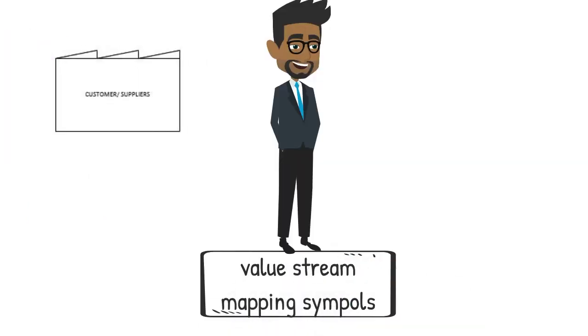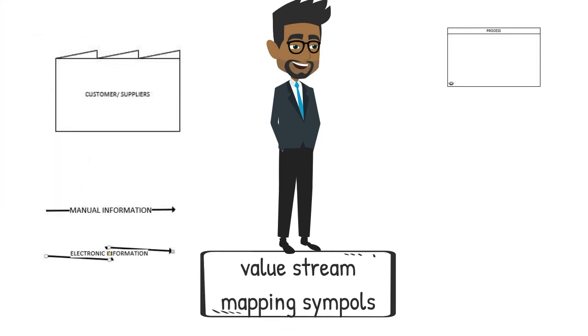The first symbol is the customer supplier, which is used at the start and at the end. The whole process will be running between the supplier and customer symbol. The next symbol is the process symbol, which we use to clarify each step in the process. Then these 2 arrows: the smooth arrow represents the transfer of information manually, while the lightning-shaped one is used for information transferred electronically. The push and pull arrows are used to specify if the step is pushed by the supplier to the customer, or it was pulled from the customer on demand, which is the optimum way.